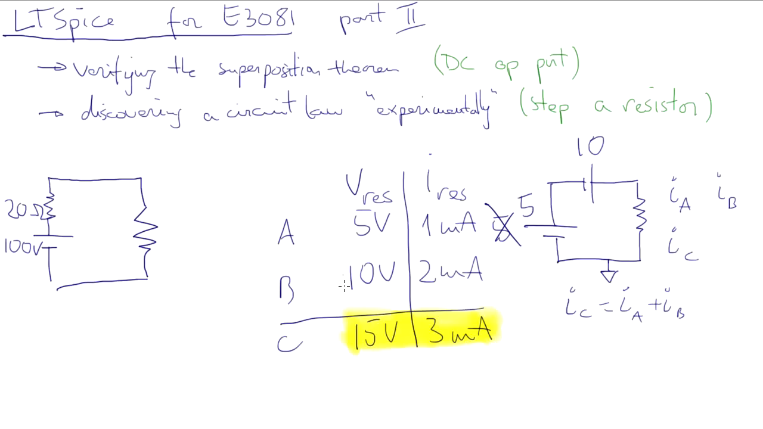This concludes our tutorial. We have used DC out point to verify the superposition theorem, and we have stepped the value of a resistor to discover a circuit law experimentally.